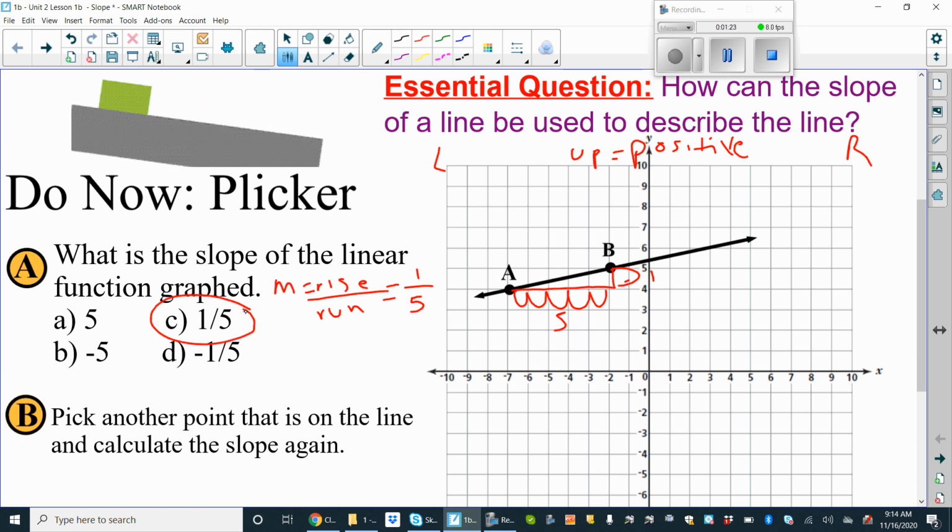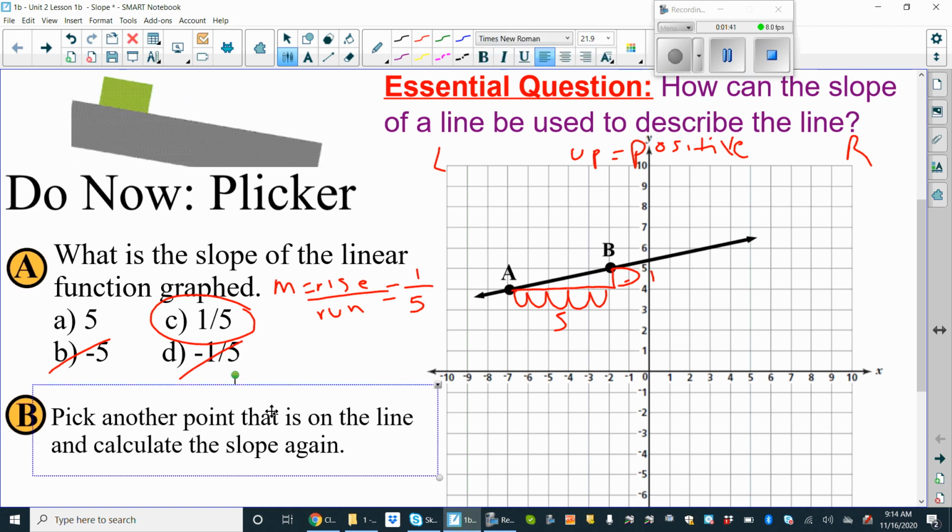Once you knew your slope was positive, you could have crossed out answer choices B and D because they're negative. So you would have been left with a 50-50 shot determining the slope, and then you'd see that C is your answer.